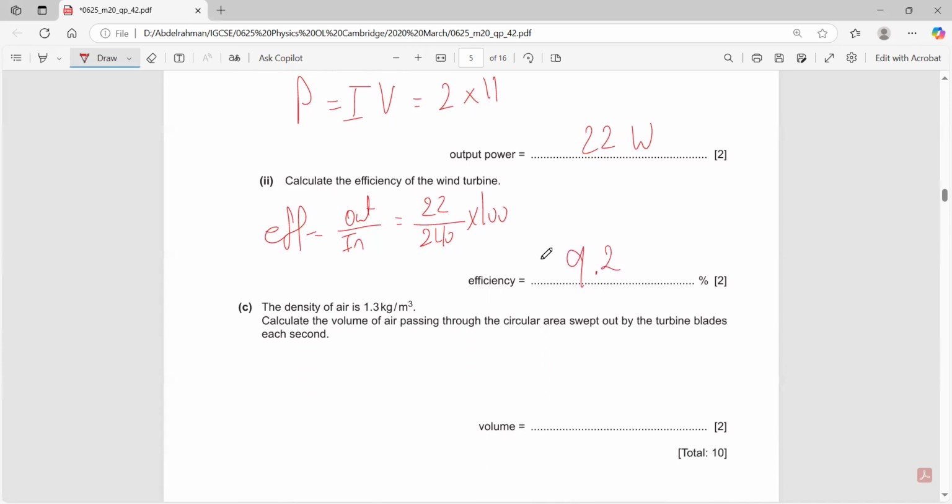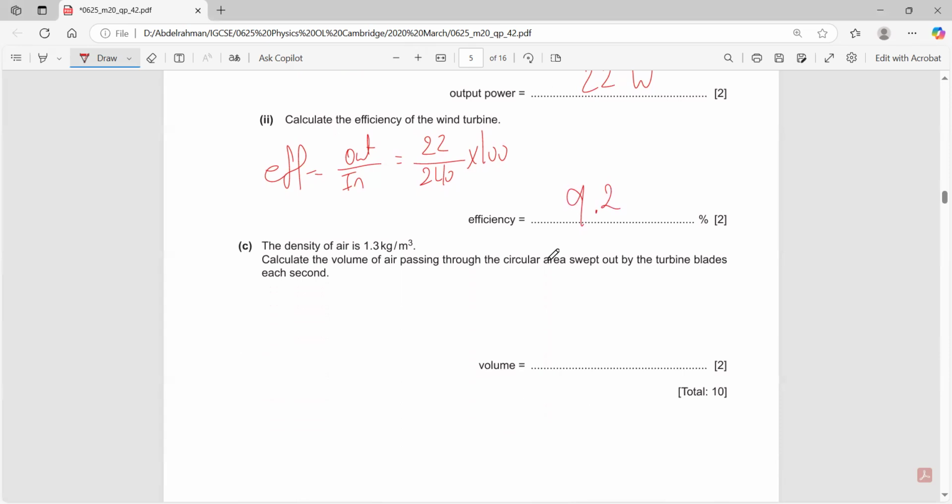The density of air is 1.3 kilograms per meter cube. Can I find the volume? Yes, I can find the volume passing each second. Density equals mass over volume, so volume equals mass over density. The mass is 7.5. 7.5 divided by 1.3 is 5.76 or 5.8 meters cubed.